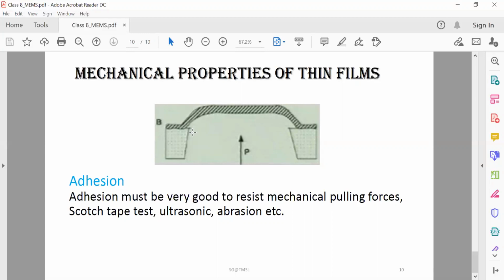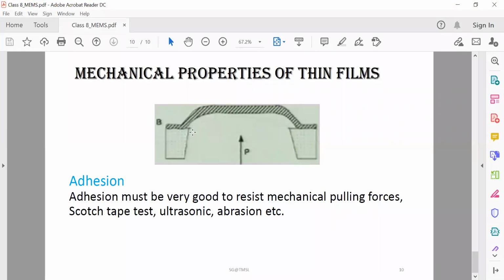That is required, and in many cases during processing you can use ultrasonic cavitation, or sometimes abrasion is also used. Those are mechanical energy you are applying to the substrate during the processing. That means when you apply the ultrasonic vibration, the film should not come out. That is another criterion. In some cases a scotch tape test is done, to see how the adhesion is with the base substrate.